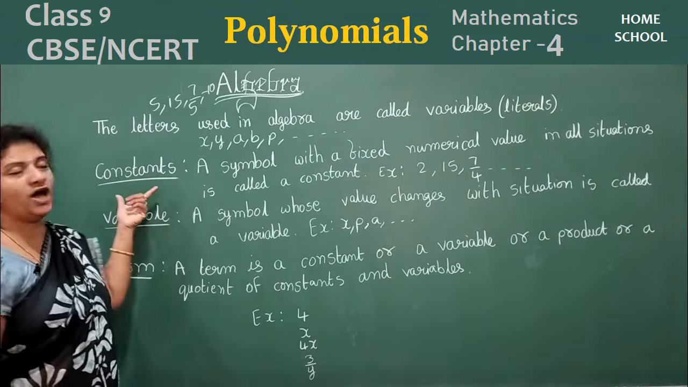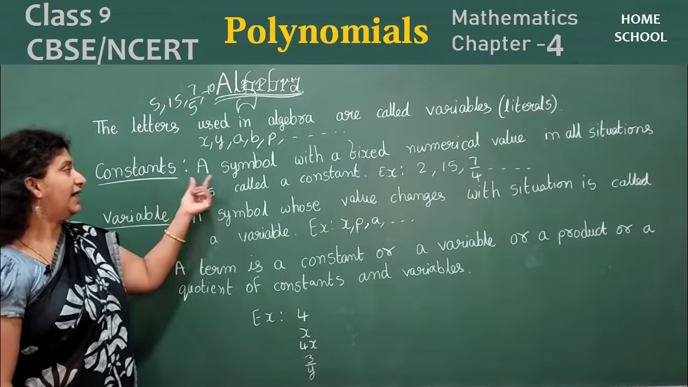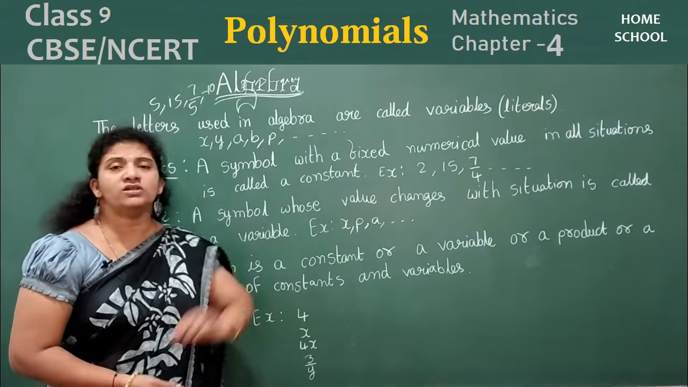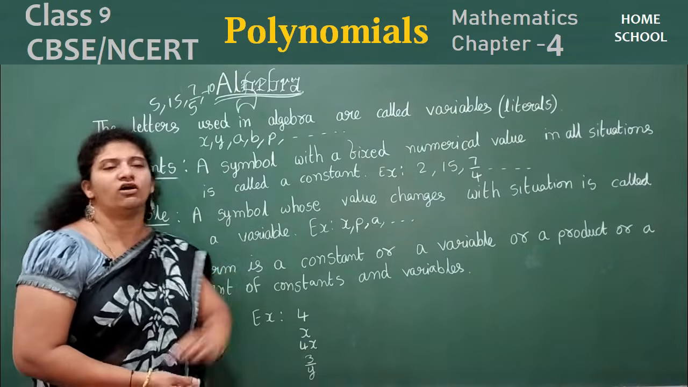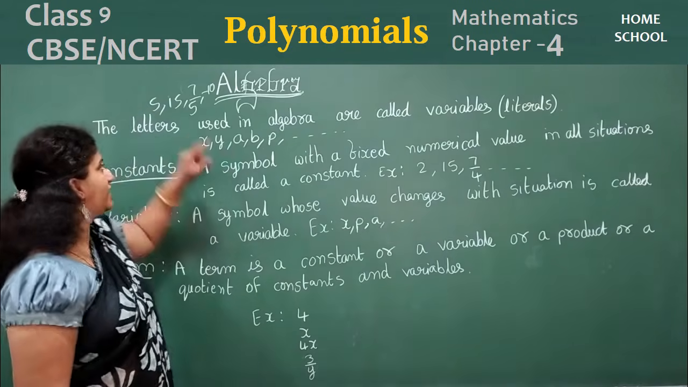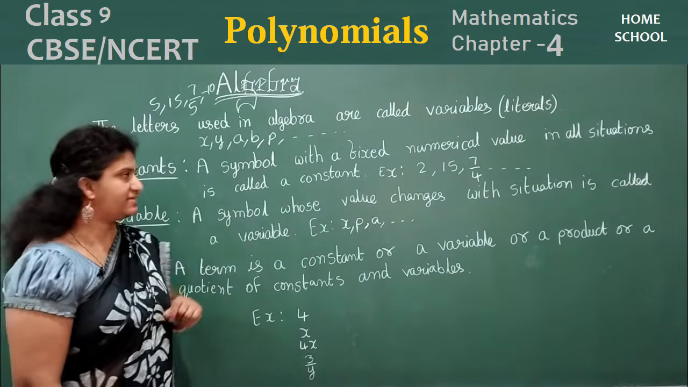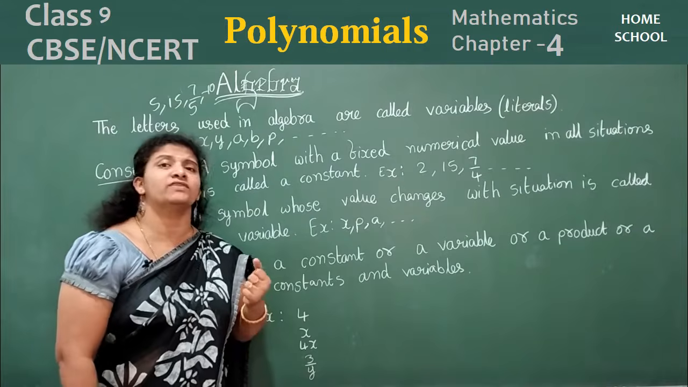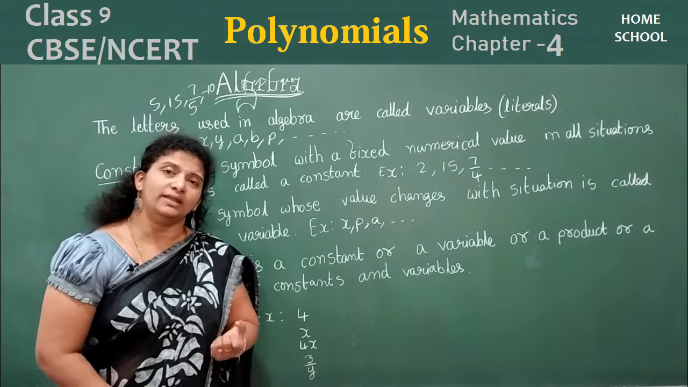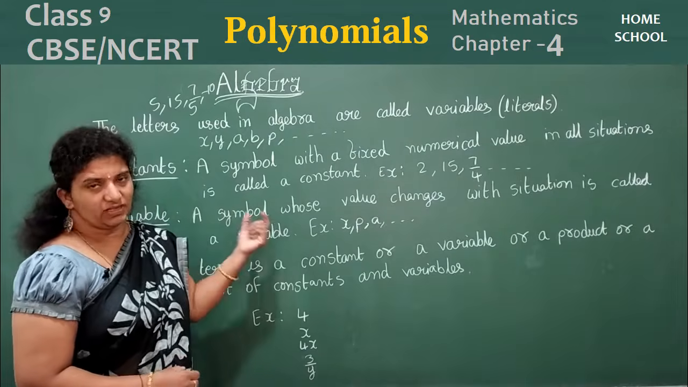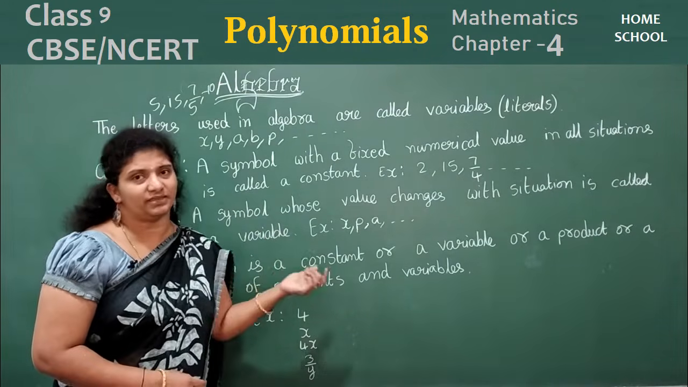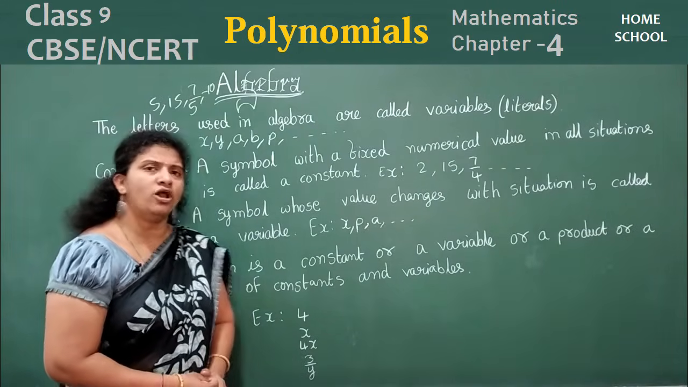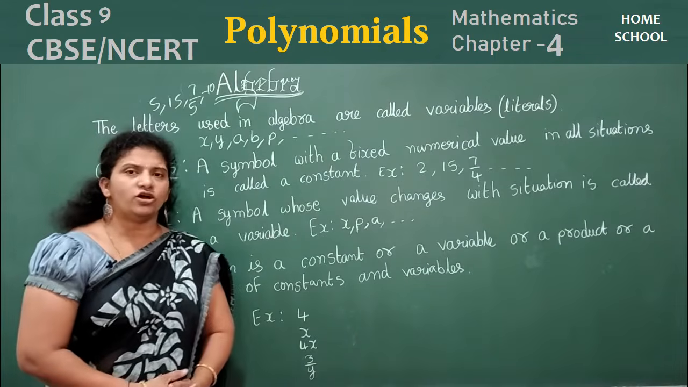Let's see here. Constant. What is a constant? It is a symbol with a fixed numerical value in all situations. Constant is nothing but arithmetic, you can analyze here. So, it is one of the numbers you may call. What is a number? It is one of the symbols, what we call numbers, right? Those are all the symbols or representations of symbols in mathematics. A symbol with a fixed numerical value in all situations is called a constant.